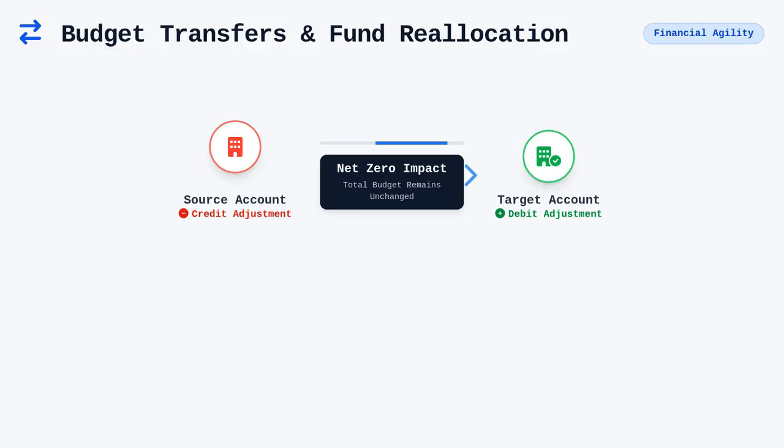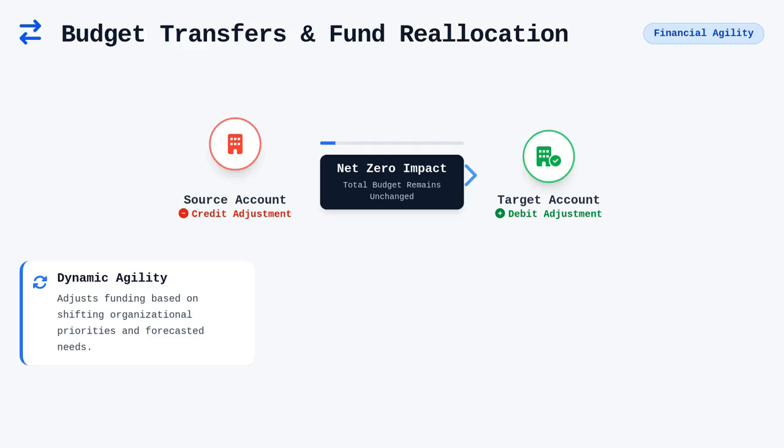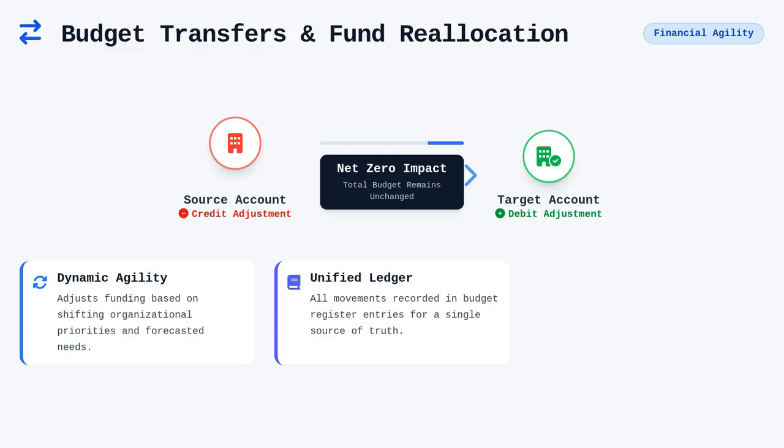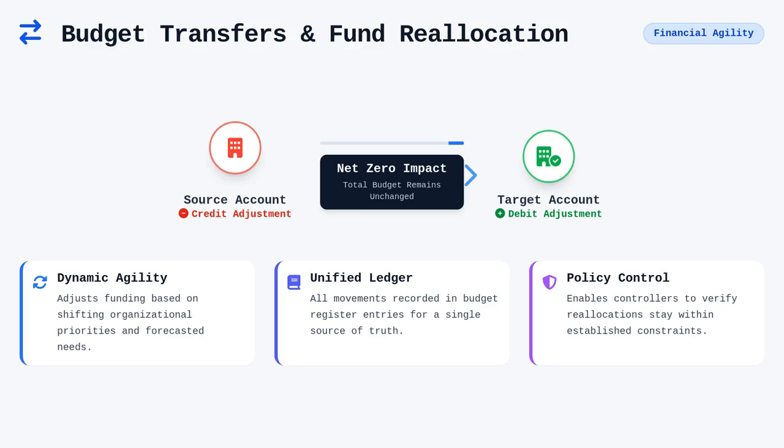across your ledger accounts. This functionality is essential for maintaining agility in a dynamic business environment where forecasted needs rarely remain static over time. Because these adjustments are recorded through the same registers, the system maintains a unified ledger of all movements. This approach allows a controller to verify that fund reallocation is performed within established policy constraints.